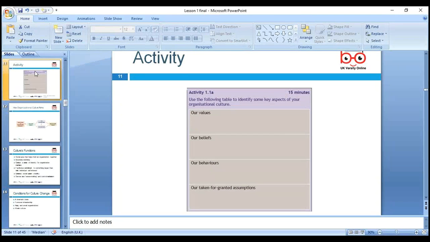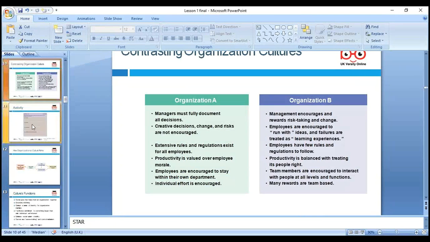So team members are encouraged to interact with the people at all levels, all functions, and many reward at the team. I'm sorry, but I'm unable to see the slides. No problem. Just one second. I think so. You see now? Yeah, perfect.